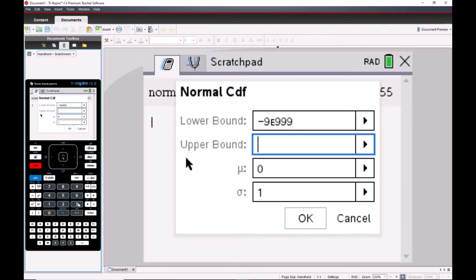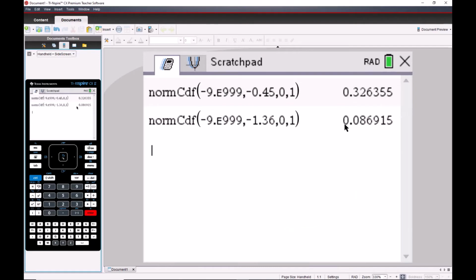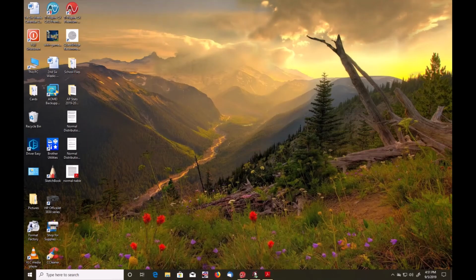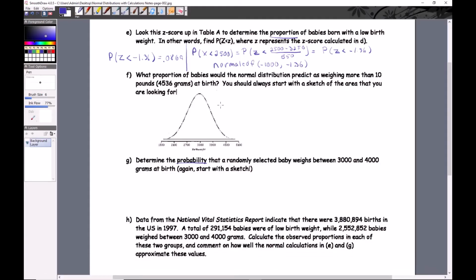So let's replace that with negative 1.36. Oh well, let's see. We should get the right answer now. Okay, 0.0869, just like we had before. All right, so let's go ahead and record that.